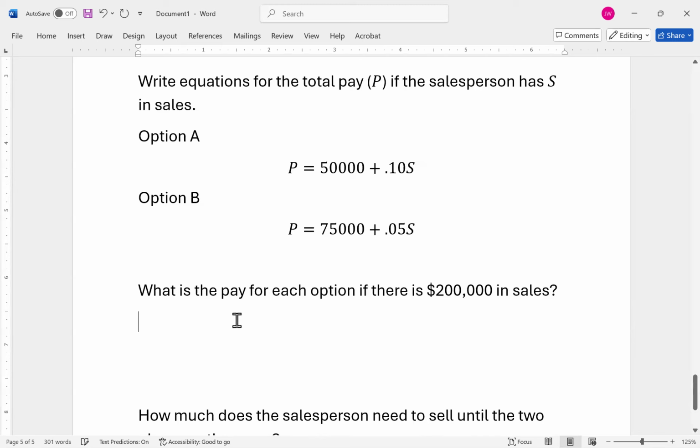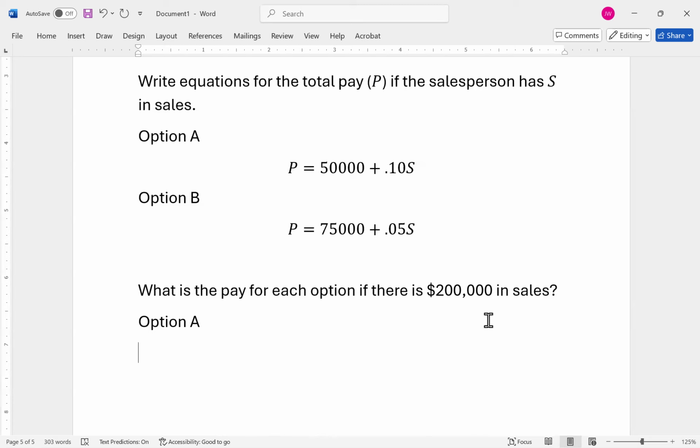Then it asks, what's the payment if there is 200,000 in sales? So if the salesperson sells $200,000, what happens with option A? Well, for option A, if the salesperson has $200,000 in sales, they would take 50,000 plus 10% of that 200,000. 50,000 plus 10% of 200,000 is 70,000. So the pay is 70,000 if the salesperson sells 200,000.